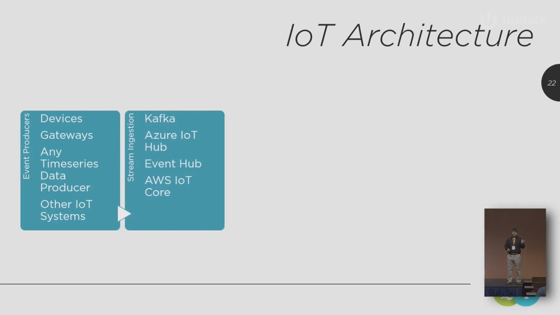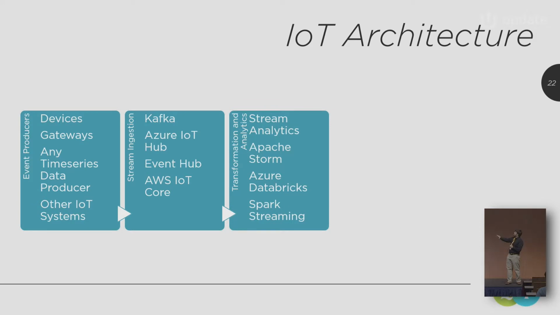Then, once you get that data created, it needs to be pulled into whatever system is going to be consuming it. So you have your stream ingestion. That's Kafka, Azure's IoT Hub, Azure's Event Hubs, or AWS IoT Core, or any number of other systems that can actually handle that much data coming in at once.